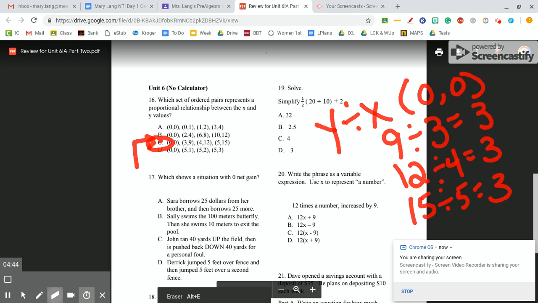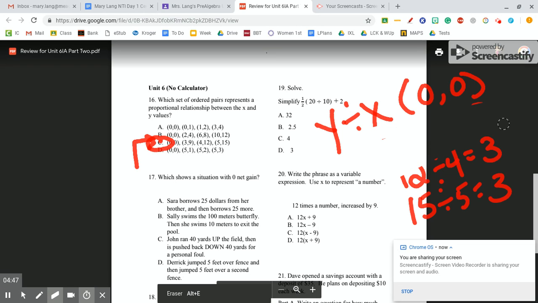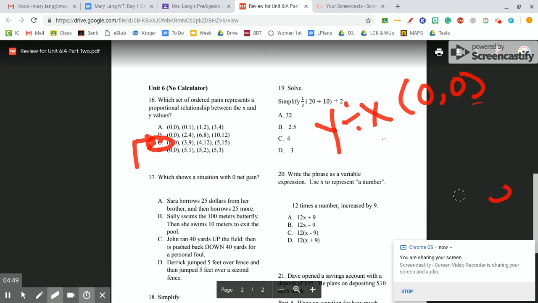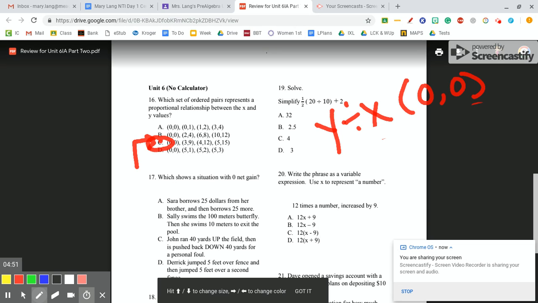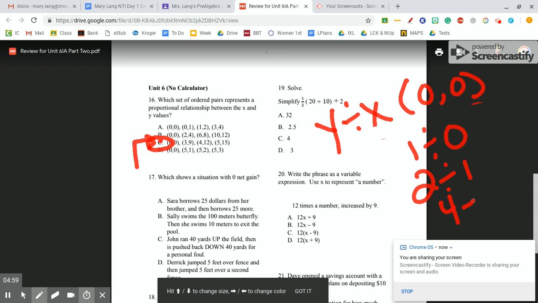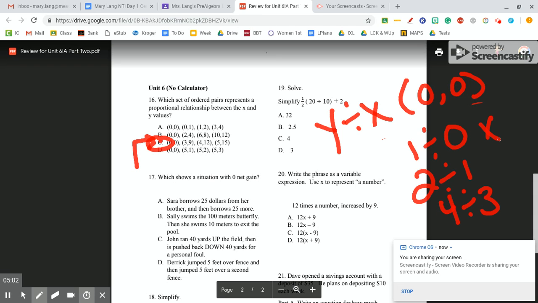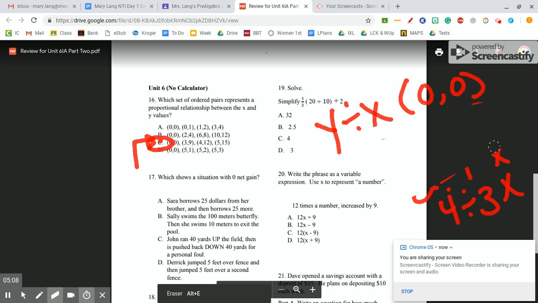Now, if they weren't easy to look at and just determine y divided by x and get an easy number, then you would just do each one. So for the first one, you could do 1 divided by 0. You would do 2 divided by 1. You would do 4 divided by 3, and those clearly would not get you the same answer. So you just do them step by step if they're not easy to look at. So you just do your y divided by x for those.